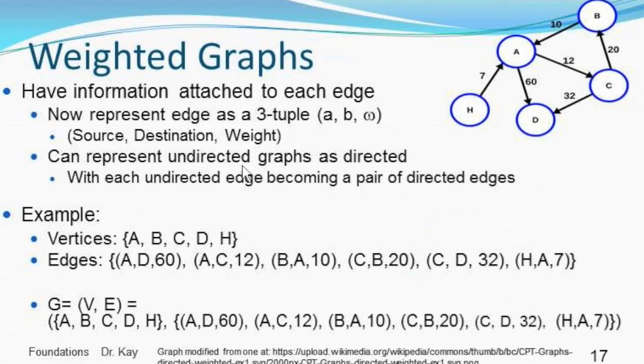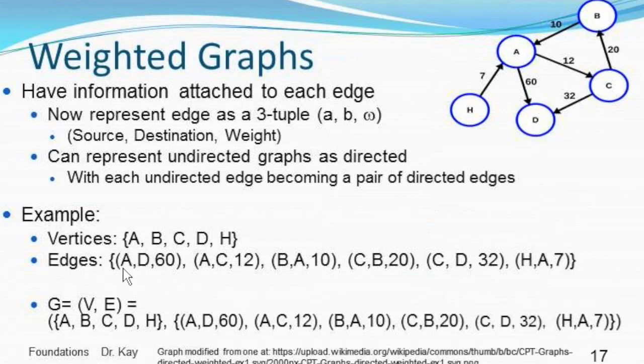And we can also represent an undirected graph that is a weighted graph just as a directed graph, right? Because all we do is we take every undirected edge that we have and turn it into two directed edges. So for example, if we look at this graph up here, which is a directed graph, the vertices in that graph are A, B, C, D, and H, right? And if I look, what are my edges? Well, there's an edge from A to D that has a weight of 60.